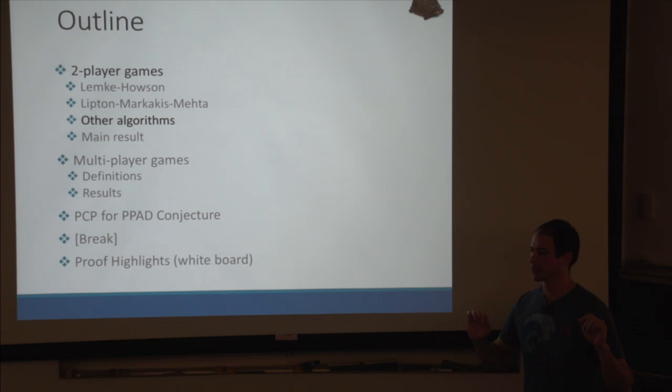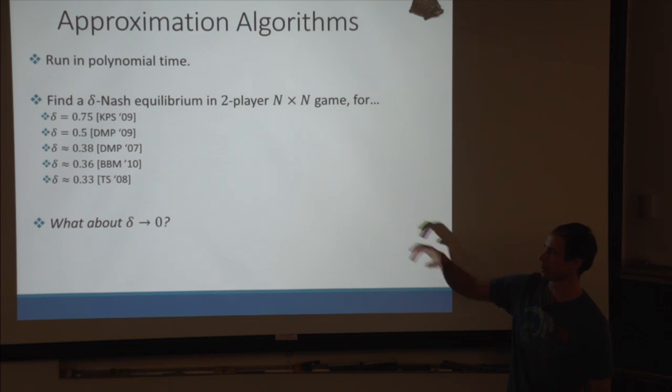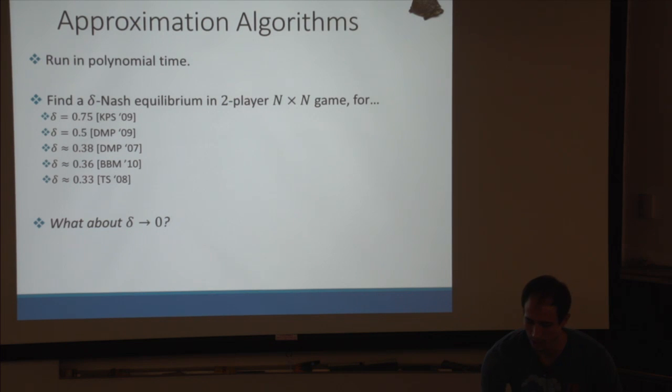Okay, let me just briefly mention there are a bunch of other algorithms that try to get this epsilon Nash. There are a lot of approximation algorithms for relatively large constant approximation. The state of the art is this 0.33, and it was open whether you can get an arbitrary constant.